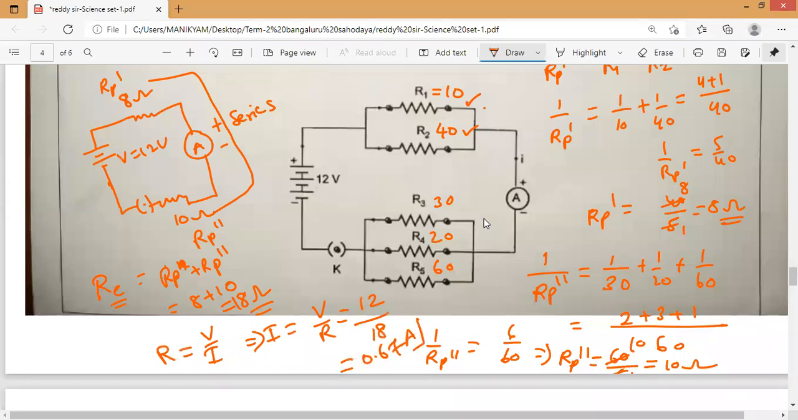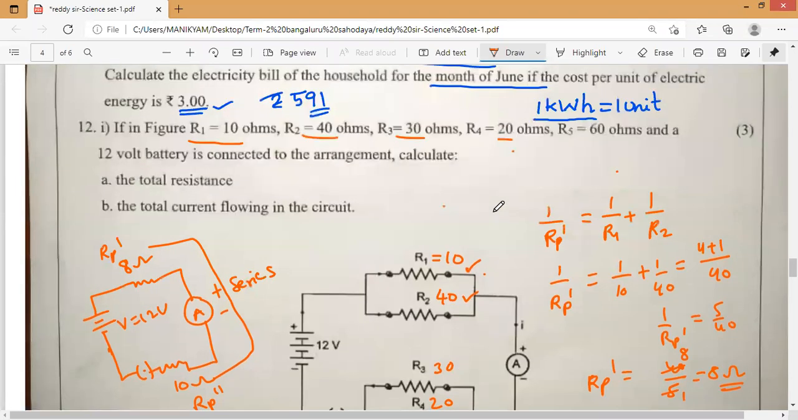0.67 amperes. So that is the answer. So that is all the current. I hope this is only what they are asking. Yes or no, guys? Please respond. Yes. So now, if you notice, the total resistance is 18 ohms.